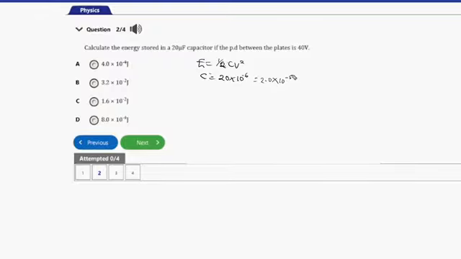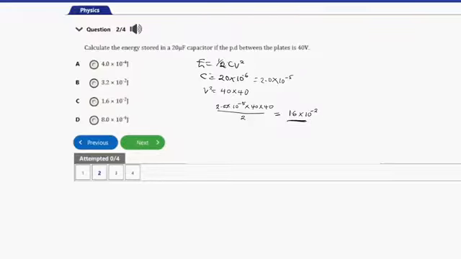And then the voltage here is 40 volts, so you're going to square it. That's 40 times 40. So half CV squared is 2.0 times 10 to the power of negative 5 times 40 times 40, then all over 2. So guys, here, if you calculate this, we're going to get 1.6 times 10 to the power of negative 2. And that's it for this question.